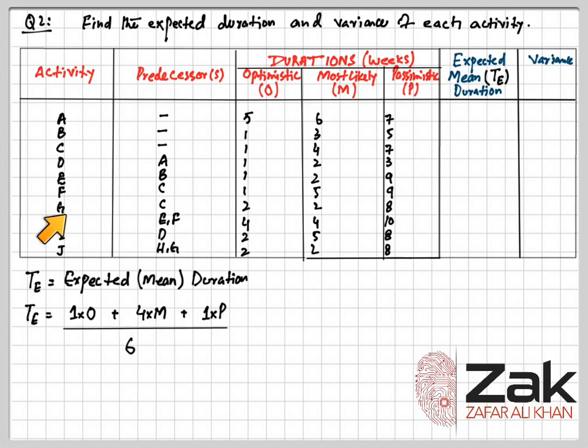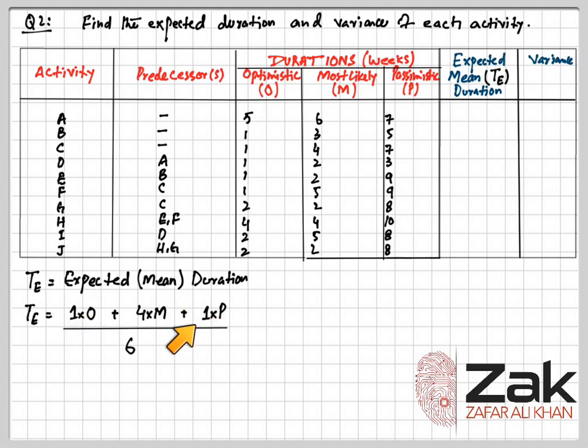The formula for finding the expected duration, as we have already discussed, is that we give more weightage to the most likely duration than to the optimistic and pessimistic. So we will take that. So this is optimistic in 1 week, pessimistic in 1 week, whereas most likely in, sorry, not weeks, but the weightages.